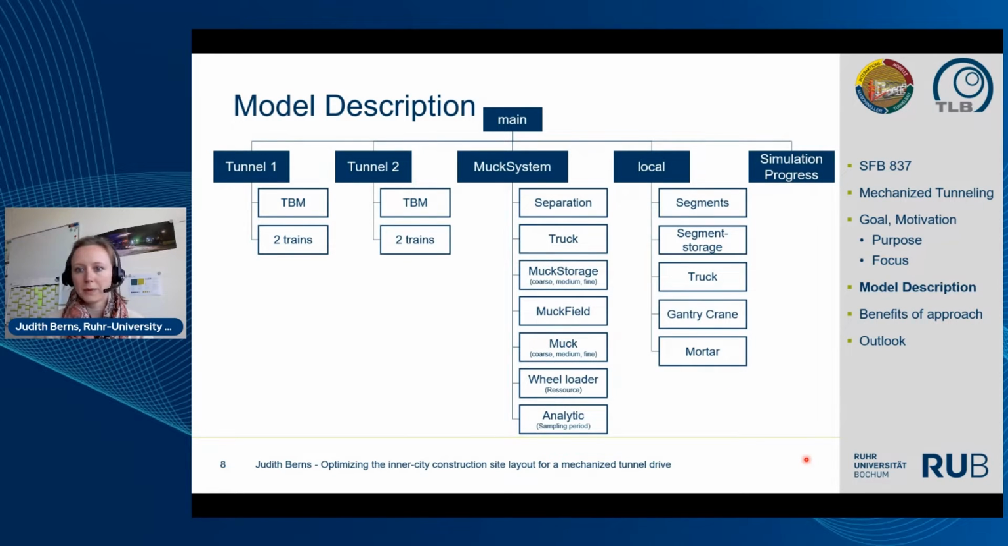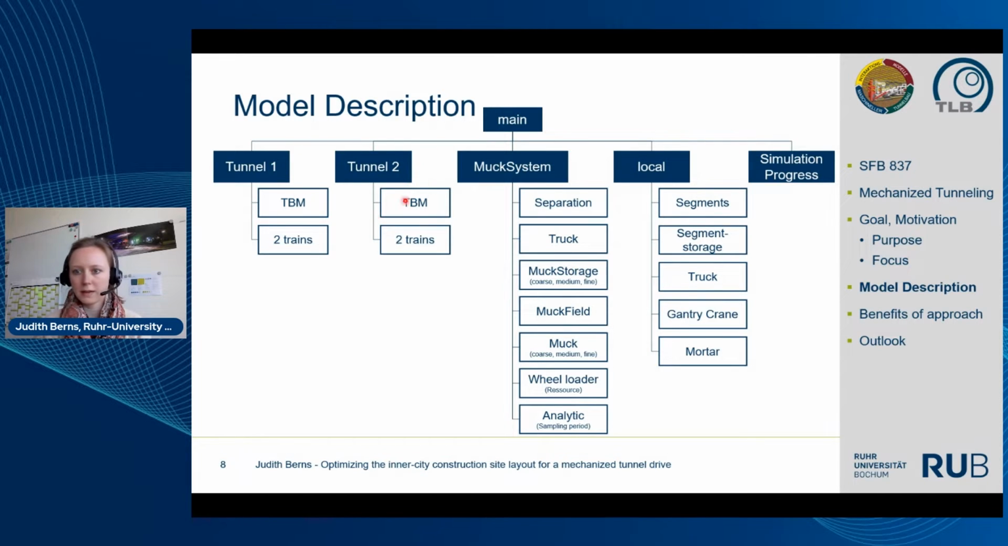So now to the model. Here you can see the basic structure of the required model. The model is divided into 4 main agents: 2 tunnels, the soil disposal or the MAX system, and the local construction site. There's also an agent to track the simulation progress, but this is only for easier validation.